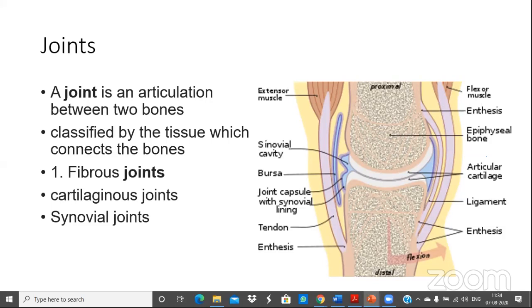The second type is the cartilaginous joint. Already I told you there is a connective tissue that connects bone to bone by cartilage, one kind of connective tissue. At this site a slight movement, a partial movement, is possible, so it is called a cartilaginous joint. And the other type is the synovial joint. This synovial joint is a freely movable joint. You can find it anywhere: elbow joint, wrist joint, neck joint, shoulder joint, hip joint, or ankle joint. Everything comes under the synovial joint.